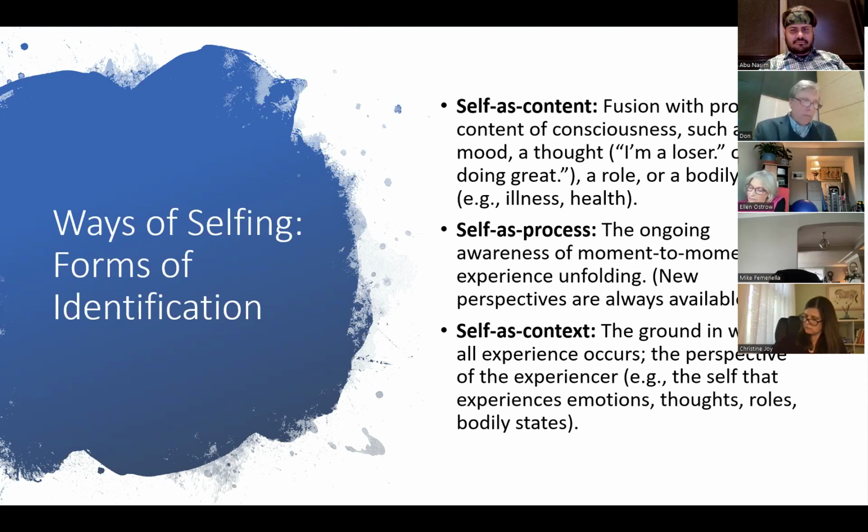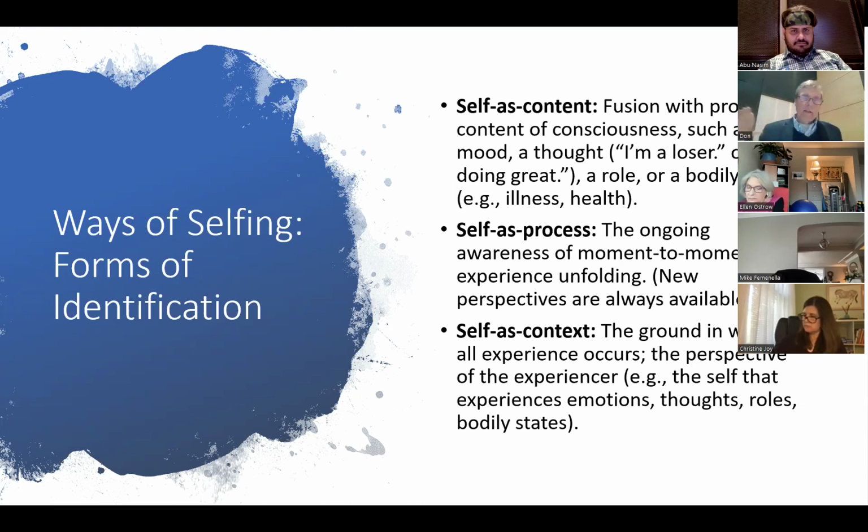And there is, as we were talking about before, this way that we can identify with the ongoing moment-to-moment awareness of experience unfolding, right? And there's some new perspective that's always available. And that's attending to self as process, right? So that's another important way that we can think about the self. And then, as we've just been talking about, there's this way that we can think about the ground of all our experience, the perspective of the experiencer, the self that experiences emotions, thoughts, roles, bodily states. So it's that sort of step back from the identification to the awareness of these events as they unfold, right?